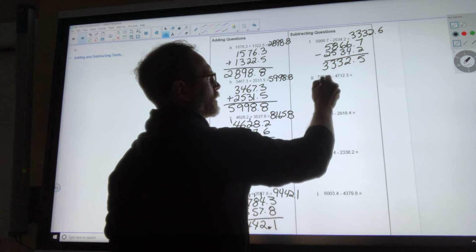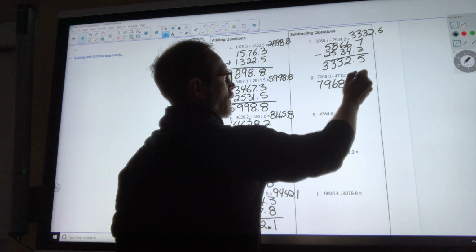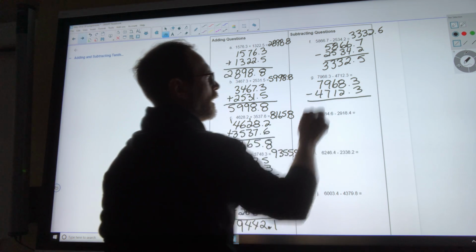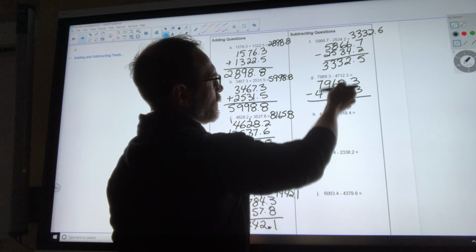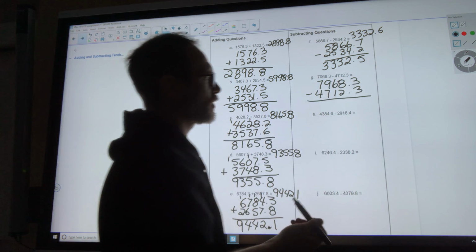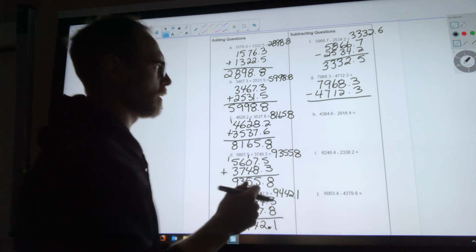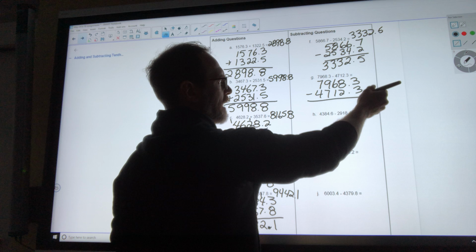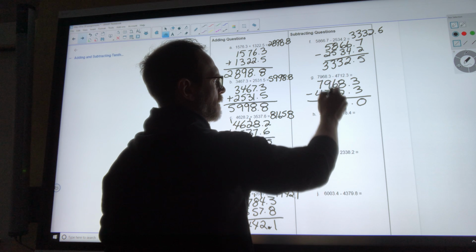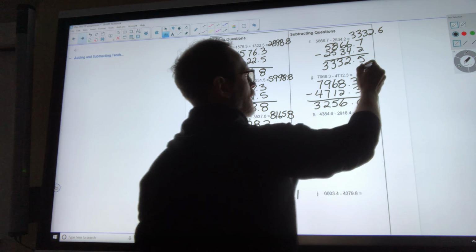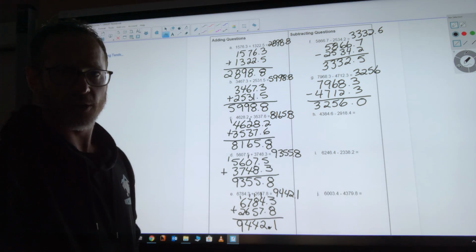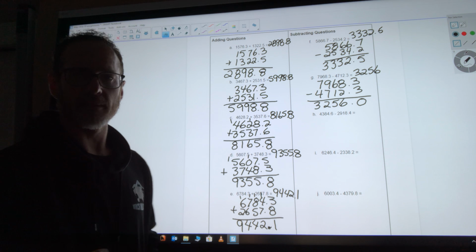My next question is 7,968.3, and I'm subtracting 4,712 decimal 3. So looking at my front end here, I've got 7,000 minus 4,000, that's 3,000, and 900 minus 700 is 200. So 3,200 something is going to be my answer. Starting with the tenths, I have 3 minus 3 is just 0, 8 minus 2 is 6, 6 minus 1 is 5, 9 minus 7 is 2, and 7 minus 4 is 3. So 3,256 is my answer. I don't have to put the decimal 0 on there because it doesn't make any difference.